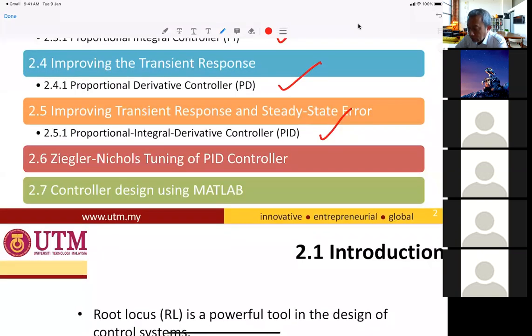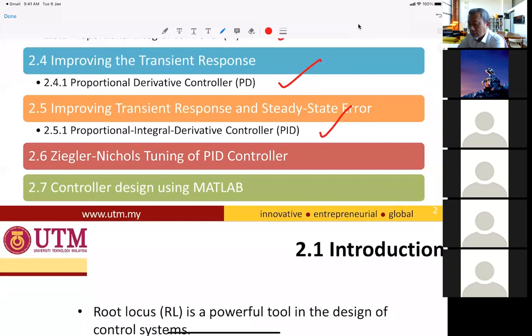And then we will see some techniques on tuning of a PID controller using a Ziegler-Nichols method, okay, or ZN tuning method, and then the applications controller design using MATLAB. Along the way, we explore the examples, okay.